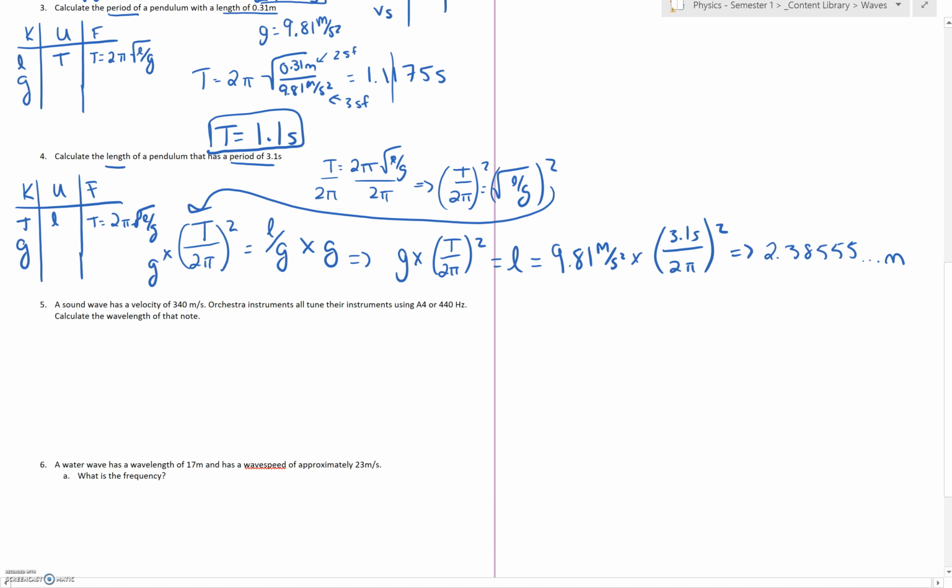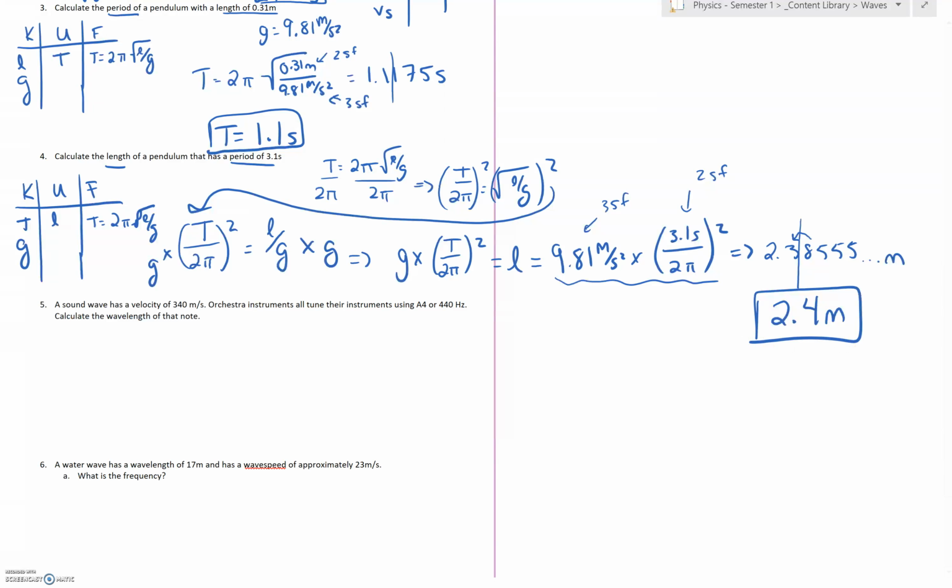We do need to do a sig fig check, so I'm going to look right here where I plugged in all the numbers. It looks like I have 2 sig figs in the 3.1, 3 sig figs in the 9.8. Pi doesn't matter. So my whole answer has to come down to 2 significant figures, but now we have a rounding problem because it's 2.38, and so that 8 has to round that 2.3 up. So I get 2.4 meters as my final answer that I put in a big box.